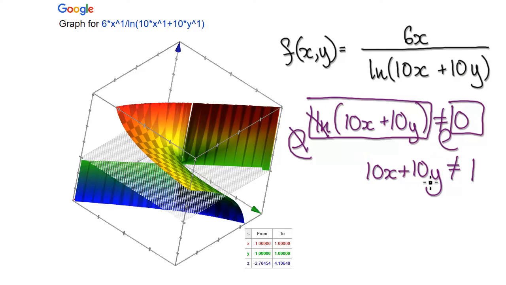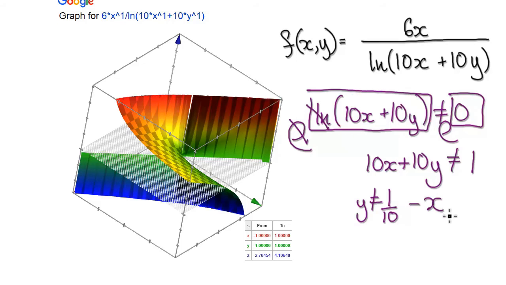Let's try and rearrange it to make y the subject. So let's take away 10x from both sides. So that would be 10y cannot be 1 minus 10x. Let's divide both sides by 10. So that would then be this divided by 10, and then this would then be minus x.